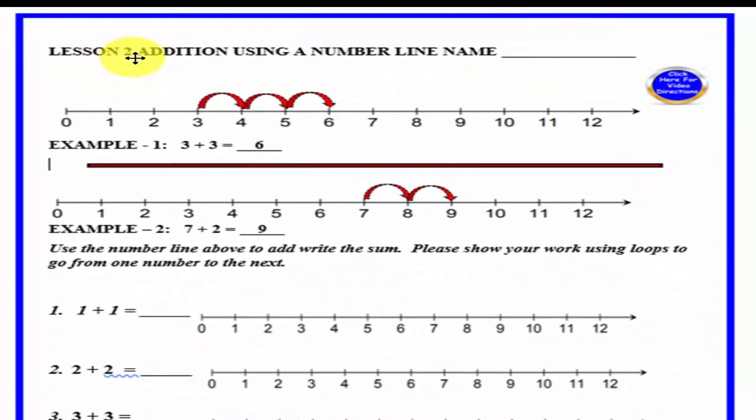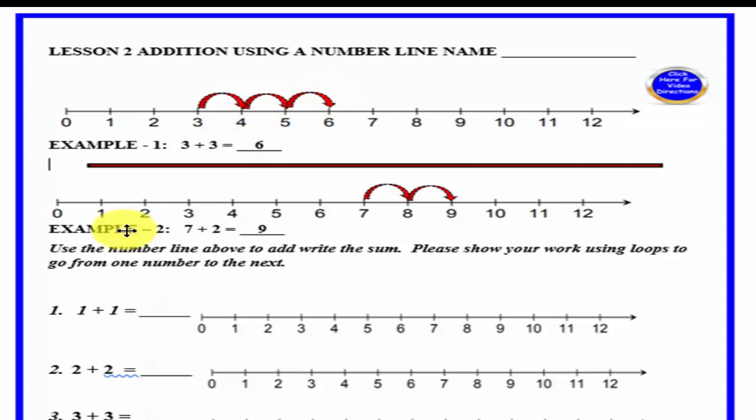Welcome to Lesson 2, Addition using a number line. Please make sure you place your name up here, and we've provided for you 2 examples. Let's look at example 1. Here we have 3 plus 3 equals 6. Well, how do we get that? We start off with the first number, 3, and this number tells us how many loops we're going to have. 1, 2, 3. So, 3 plus 3 equals 6.